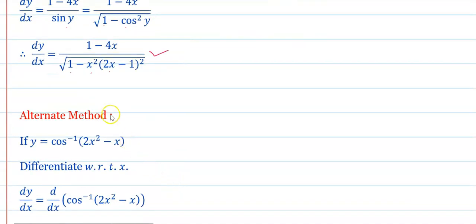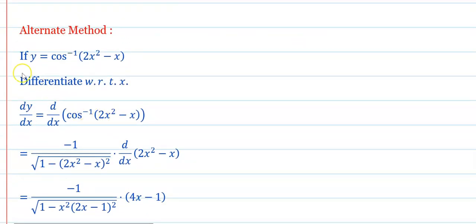Okay. Now the alternate method. This method is very easy. y is equal to cos inverse of 2x² minus x. Now differentiate this with respect to x. That is minus 1 upon under root of 1 minus (2x² minus x) whole square into d/dx of 2x² minus x. Easy.